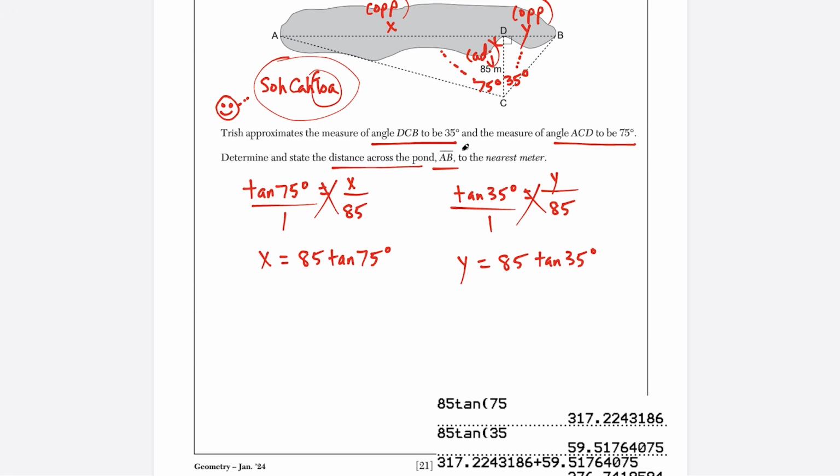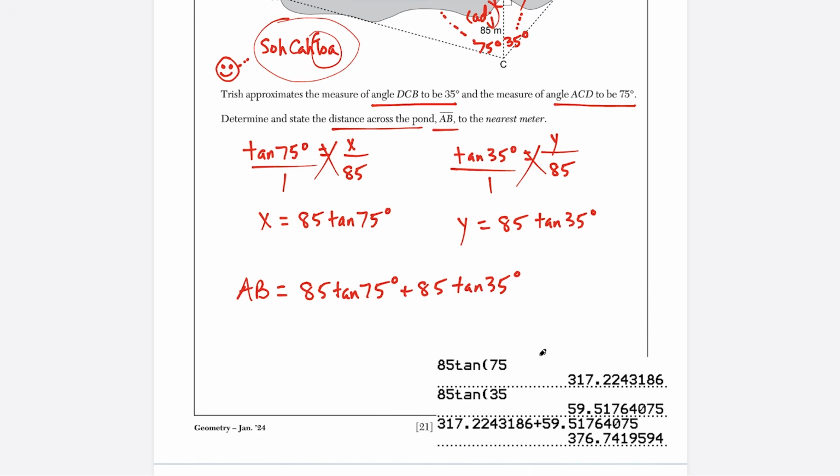So now we could just write everything out. We're trying to find the measure of line segment AB. So we're going to say AB equals, and we did X plus Y. So I could just say 85 tangent of 75 degrees, and then plus Y was 85 tangent of 35 degrees. And the reason why I prefer to write it like this is because 85 tangent 75 is this really long decimal, as well as 85 tangent 35.